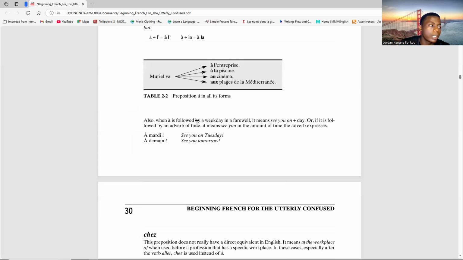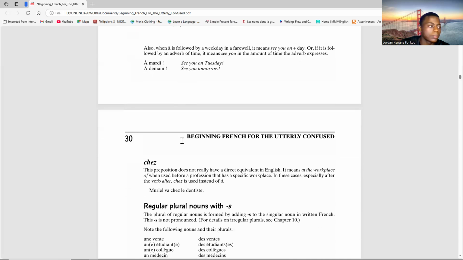Also, when à is followed by a weekday in a farewell, it means see you on that day. We saw earlier, à mardi, à demain. À mardi, see you on Tuesday. À demain, see you tomorrow.